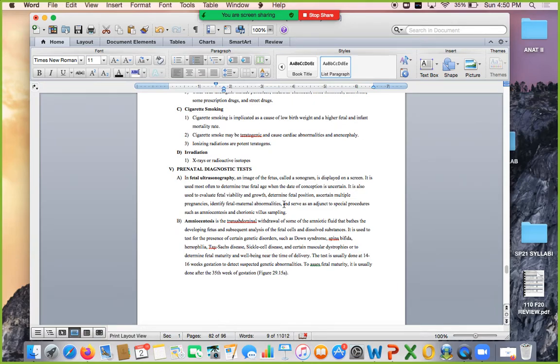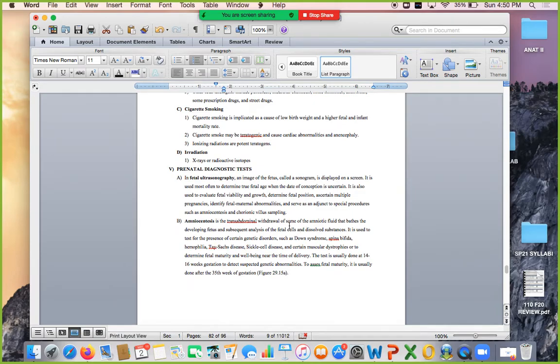We can determine if we have multiple pregnancies because we can see more than one in there, or different fetal maternal abnormalities. Some other things that we can do that are a little bit more invasive are going to include testing that we get of the amniotic fluid. We'll get that by way of amniocentesis. Basically, what happens is we take a long needle, we stick it through the abdomen to withdraw amniotic fluid.